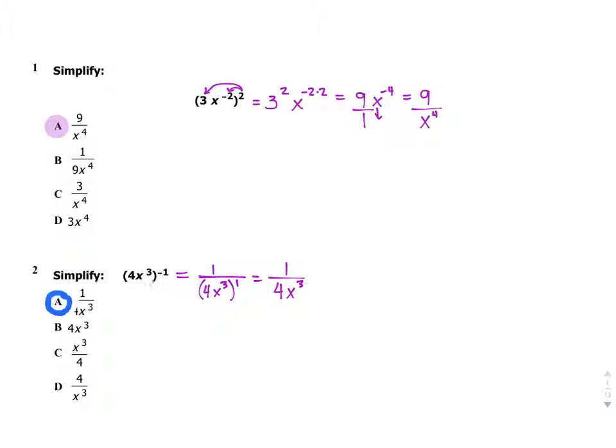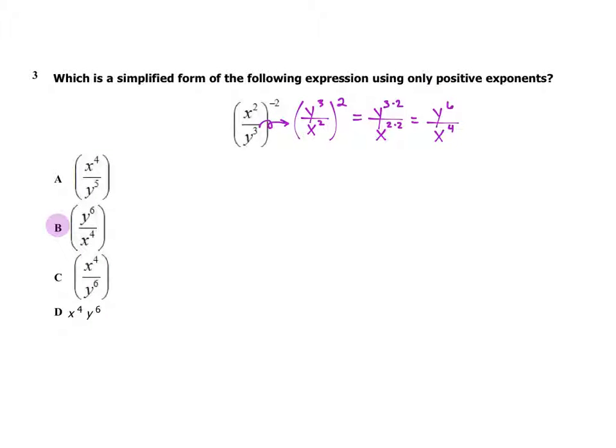Another negative exponent, so you have the entire value to the negative 1 power. That's like finding the inverse, the multiplicative inverse. Take the entire value that we're finding the negative 1 power of, flip it. 1 over 4x to the third, and there you go, that was A. Alright, on to the next question.